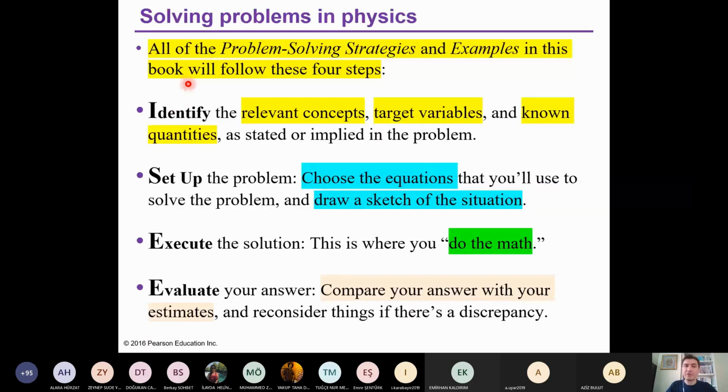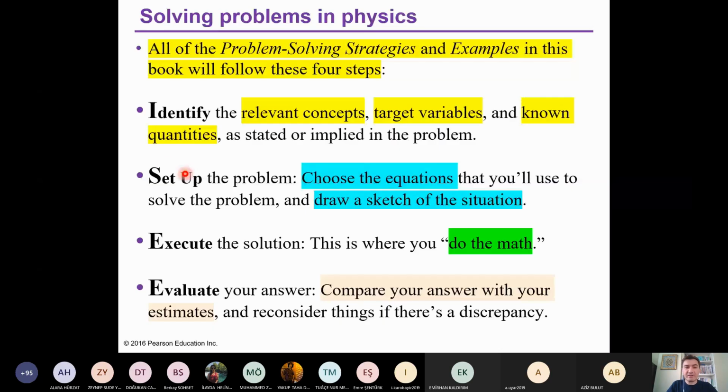So, for example, you have a problem in this book or somewhere in another book. How to solve? First of all, identify the relevant concepts, target variables, and known quantities. What do you have within the problem? First of all, identify them and then set up the problem. So choose the equation. In order to solve that problem, which equation can help you? Just set up this one and then draw a sketch of the situation. This is the setup step of the problem solving strategies.